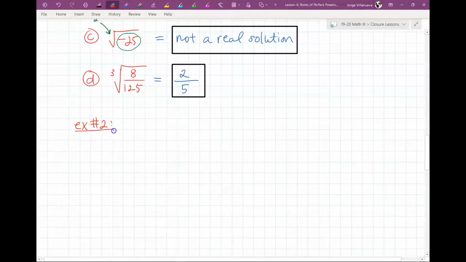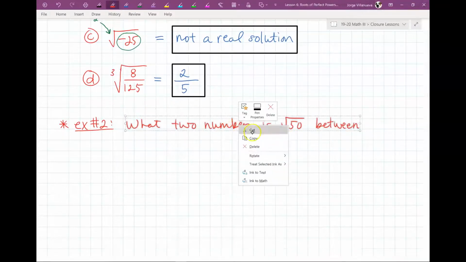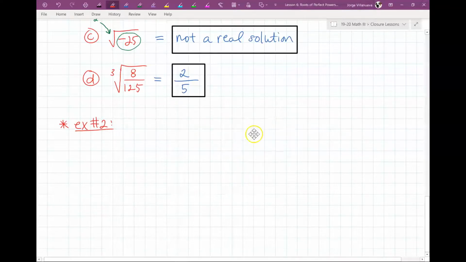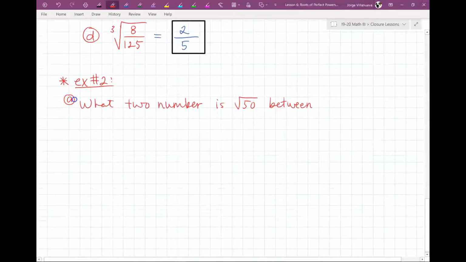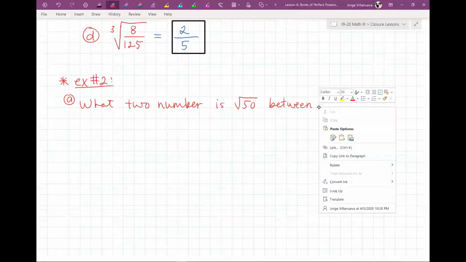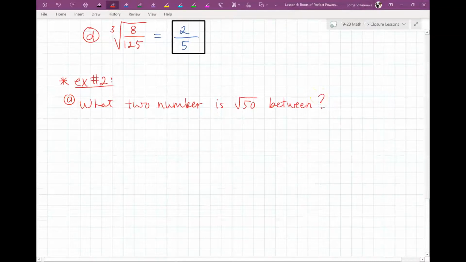Example number 2. They're going to say, what two numbers is the square root of 50 between? Okay, let's call that part A. All right, let me rewrite it like this. I'm going to kind of copy it and see if I can place it a little lower here. So we'll cut it and we'll put it right here. Okay, so part A, what two numbers is the square root of 50 between?